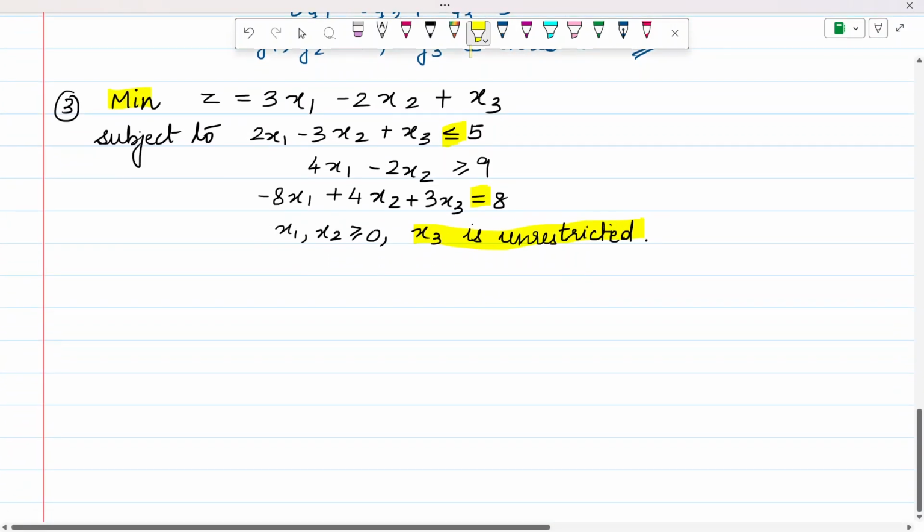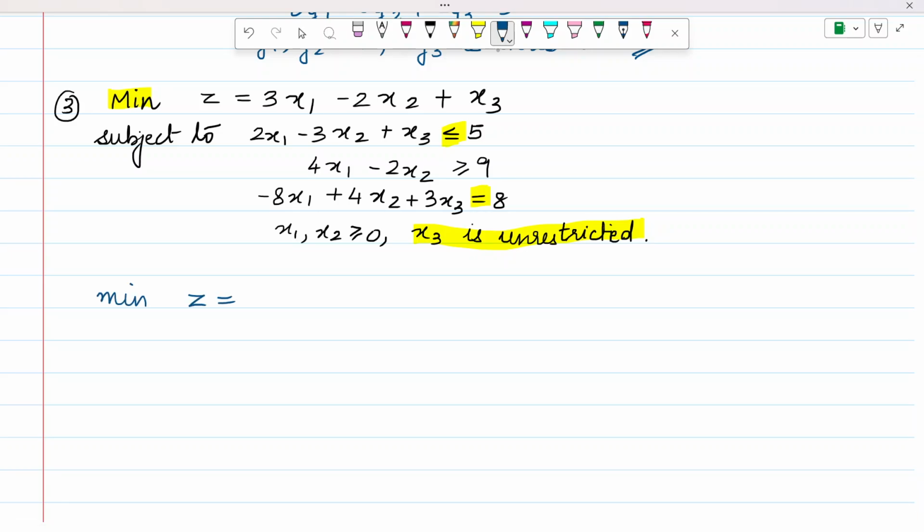And this will be the last example in this particular category. Fine. So we'll first write down the standard form. So we write down minimize z is equal to 3x1 minus 2x2 plus.